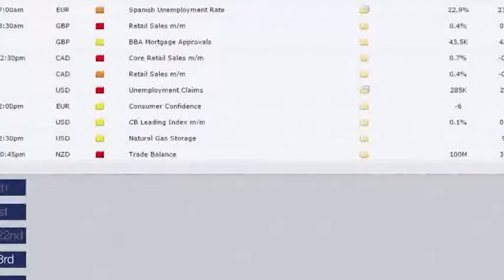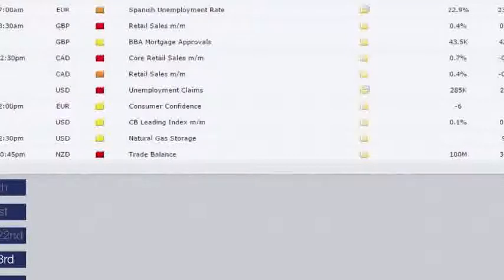If we go to Thursday, July the 23rd, we've got some UK data, retail sales. We've also got retail sales coming out from Canada, unemployment claims from the US, and trade balance from New Zealand. Now, UK data, again, this could be a risk event you could trade into. Retail sales coming out, expected 0.4 versus the previous 0.2. This is a positive retail sales.